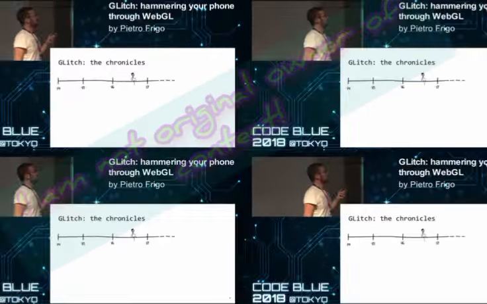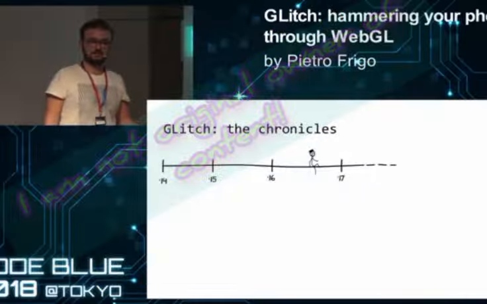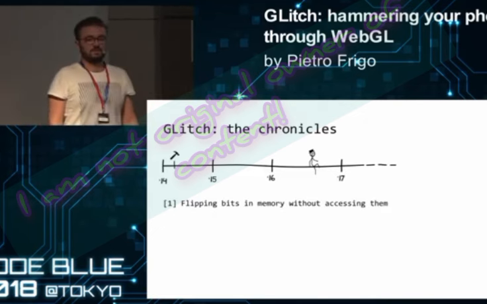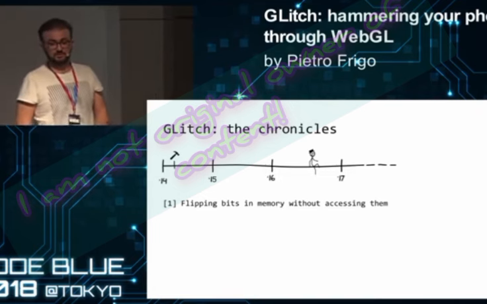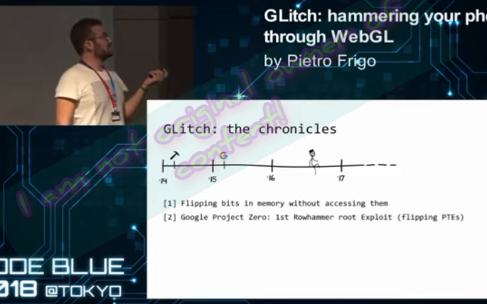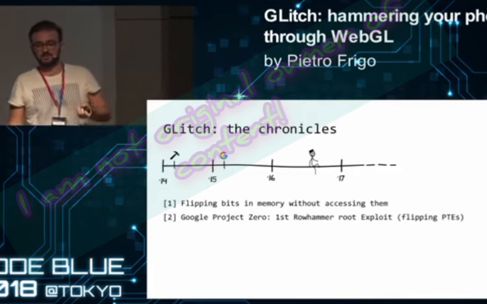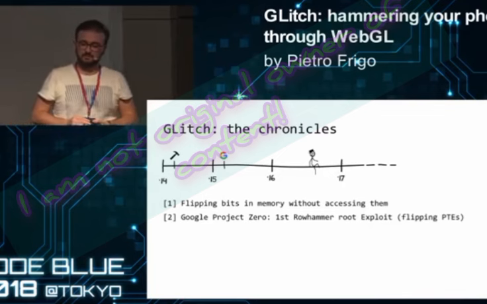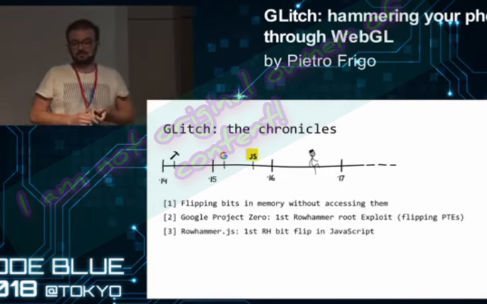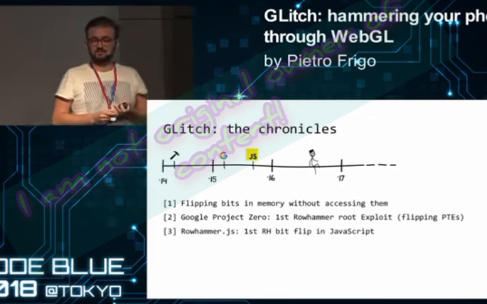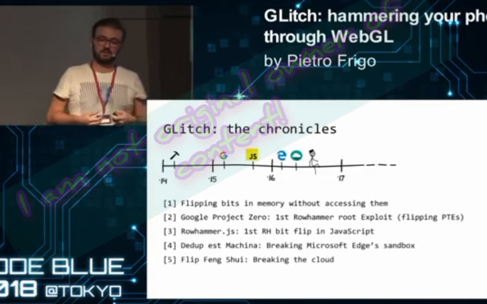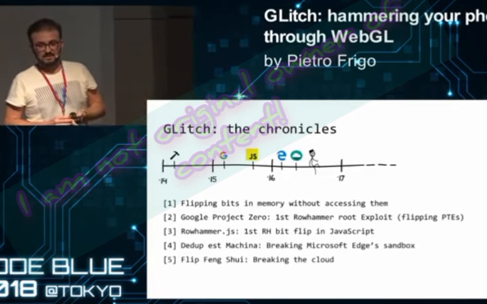So, back to the timeline. I started studying the history of this bug, and it turns out it was quite recent. The first proof was in 2014, showing that it was possible to flip bits in memory without accessing them. Then just one year later, Google Project Zero thought, okay, you can actually exploit this. It's not just a reliability issue. We can actually build a root exploit with this. The same year, people showed that it was possible to trigger these bit flips from JavaScript. At the same time, some people in our group were also working on that, and on breaking the cloud, so compromising virtual machines in the cloud.